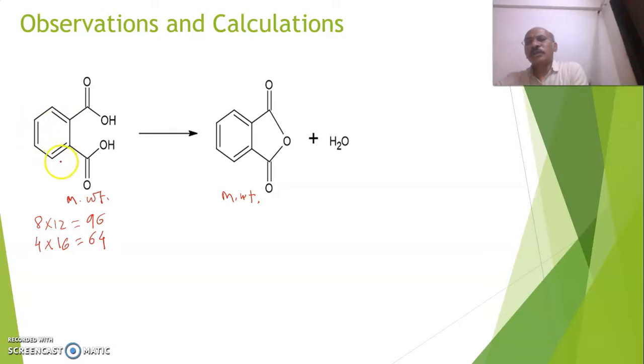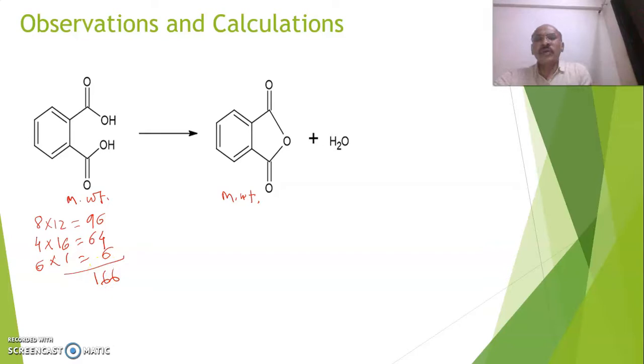4 hydrogens of the benzene ring and 2 hydrogens of the carboxyl groups, so total hydrogens are 6. Atomic weight of hydrogen is 1, so that will be 6. And the sum of atomic weights of all atoms is nothing but the molecular weight, and that will be 166.